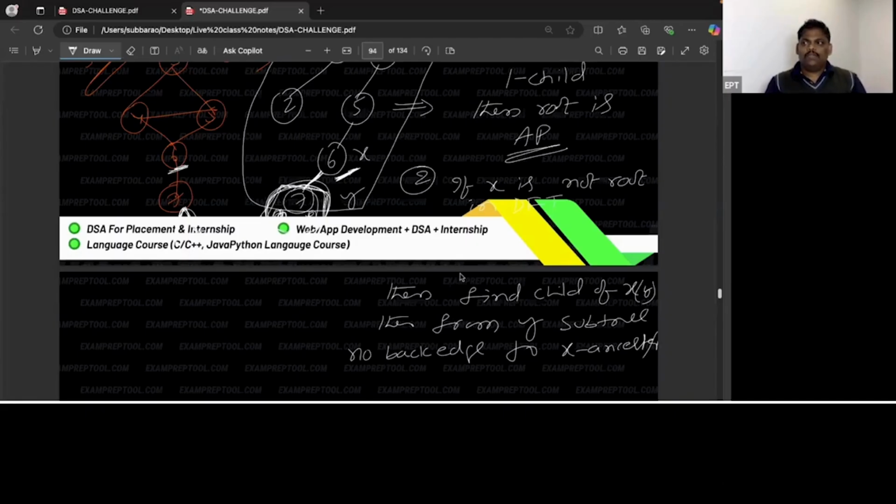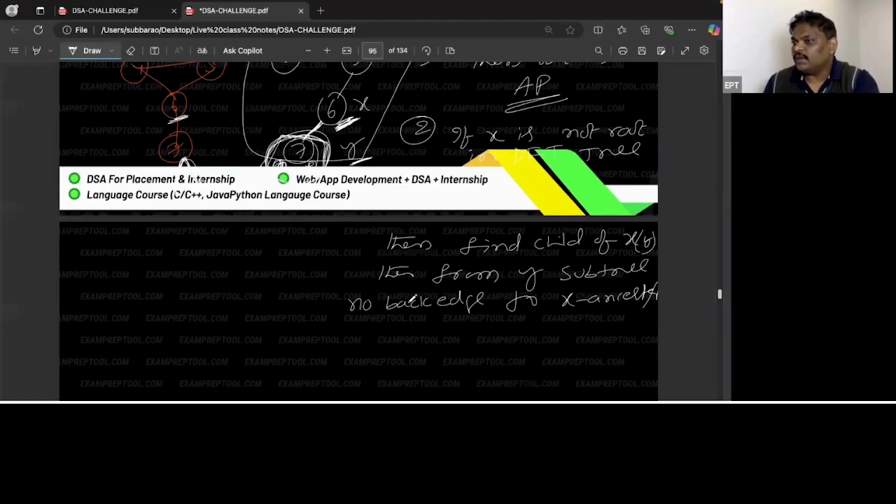That is the rule. If x is not root in the DFT tree, then find a child of x, which is y. Then from y subtree, no back edge to x ancestor. Means from here there is no way to go to ancestor. Means this also, this also, this also, like that. That is the rule he is saying. Then x is articulation point. These are the two rules. Other than that, nothing there.